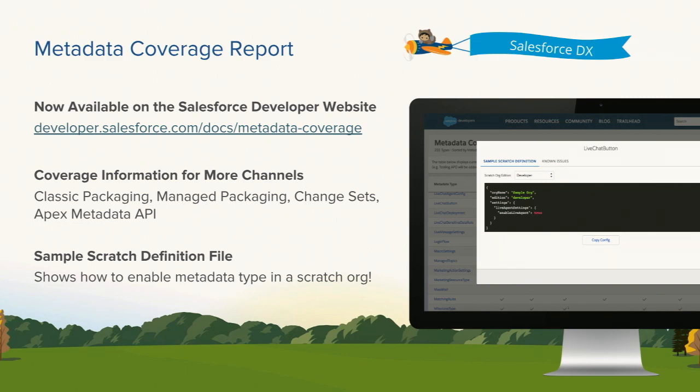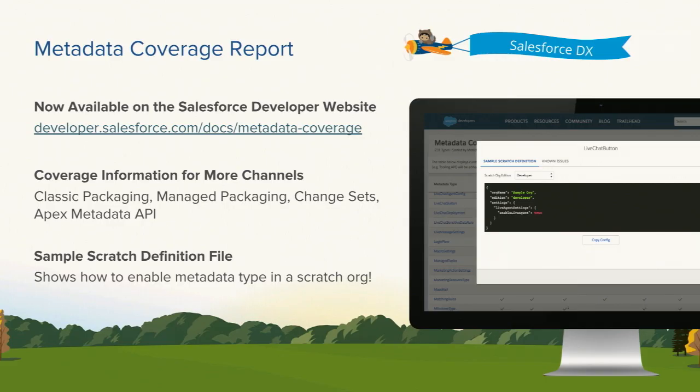Speaking of the Metadata API, let's talk a little bit about the Metadata Coverage Report. Earlier this year, we announced the Metadata Coverage Report as a means to make visible the different metadata types that are available across all our different channels, basically the different operations that developers perform on the Salesforce platform. As part of that, the coverage report now has a new home, and it's now hosted on the developer website rather than having someone log into an org to view this page. Yes, I think people love that.